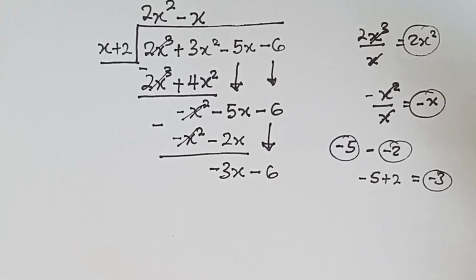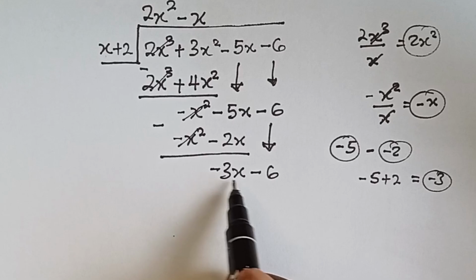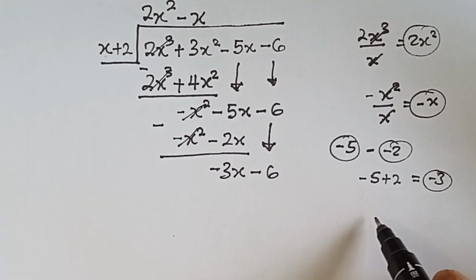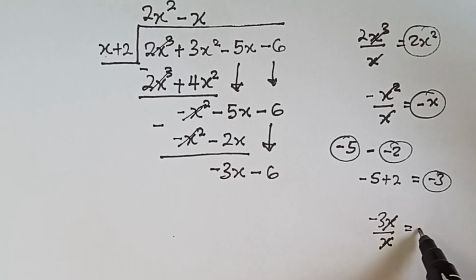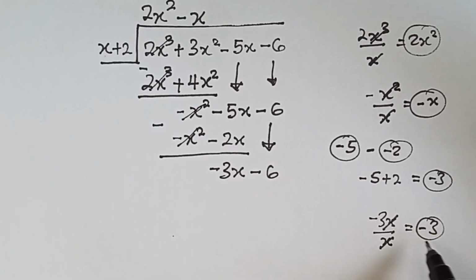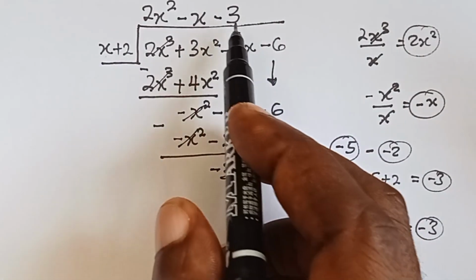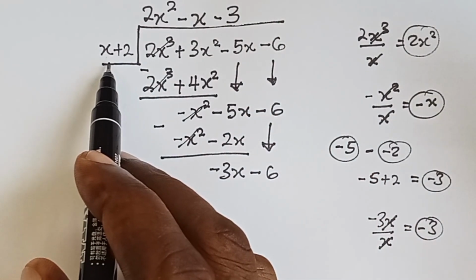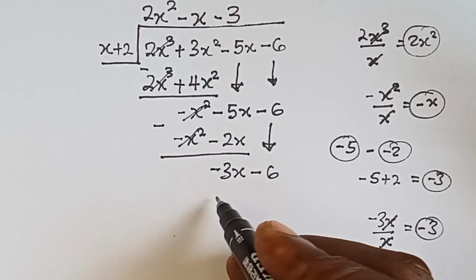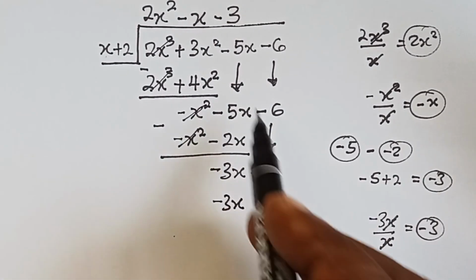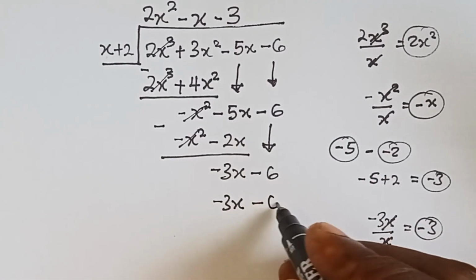Okay, so from here, we repeat the process again for the last time. We are going to divide minus 3x by x. So we have minus 3x divided by x. x cancels x. What do we have? We have minus 3. So we are going to write the minus 3 here. Then we multiply the minus 3 by x plus 2. All right, so we have minus 3 times x will give us minus 3x. Then minus 3 times plus 2 will give us minus 6.